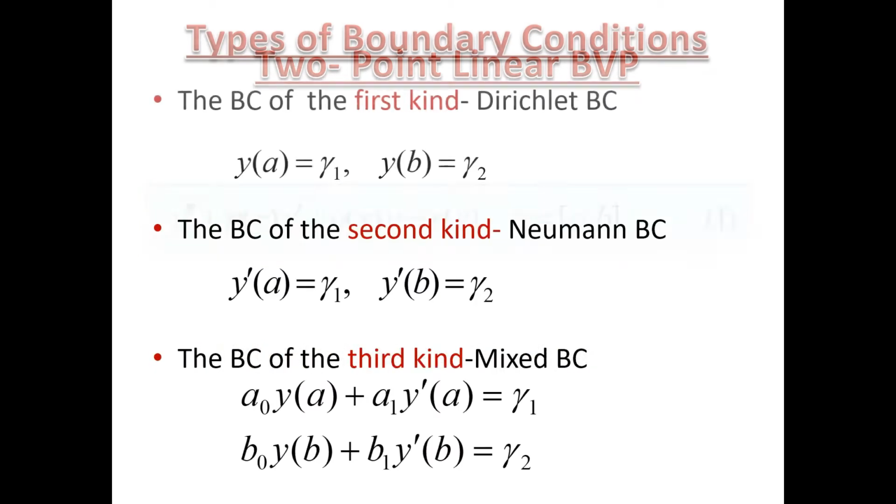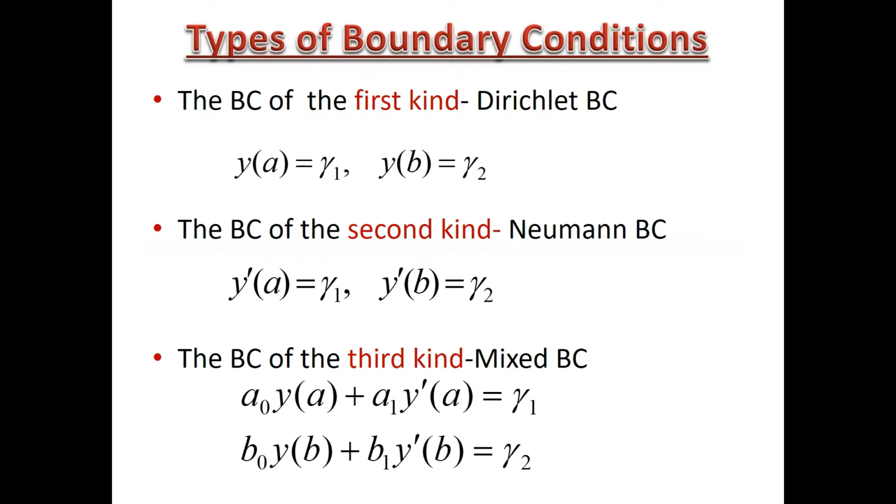There are mainly 3 types of boundary conditions, which are given here. The first type of boundary condition is called Dirichlet boundary condition, where the value of the dependent variable y at the two endpoints x is equal to a and x is equal to b are given. Gamma 1 and gamma 2 are two constants.